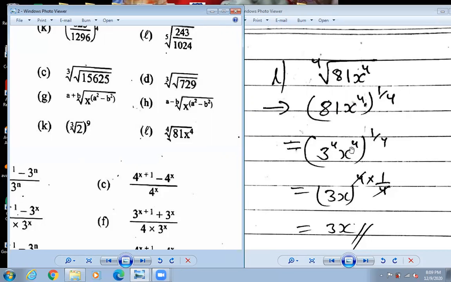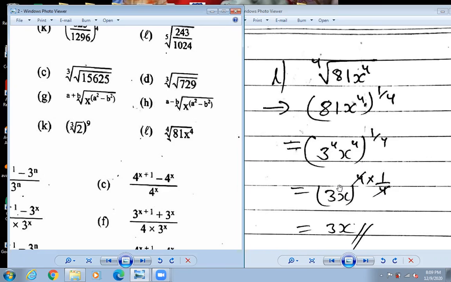What shall we do if the powers are common? We need to take that as common. So 3 and x will be common. Write down 3 and x. Then 4 and 4, they are common powers, so we need to take it as common. Let us write down 1 by 4 as the power.